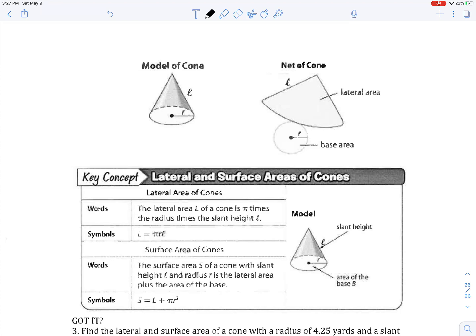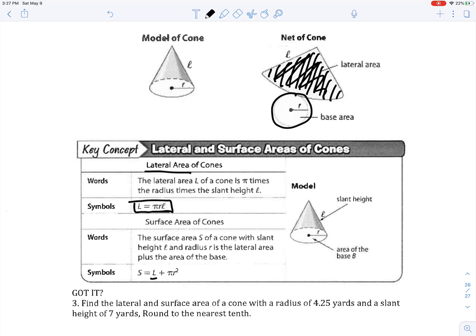The last shape we have is a cone. Lateral area of a cone does not include the base, so we are not including this circle. It would be pi times the radius times the slant height. That's going to give me the area of the lateral face right here. Surface area is going to be the lateral area, pi times r times L, plus the area of the base. Well, the base is a circle, so it would be plus pi r squared. Pi times the radius times the slant height plus pi r squared.